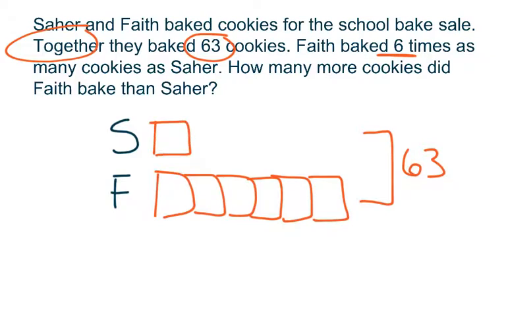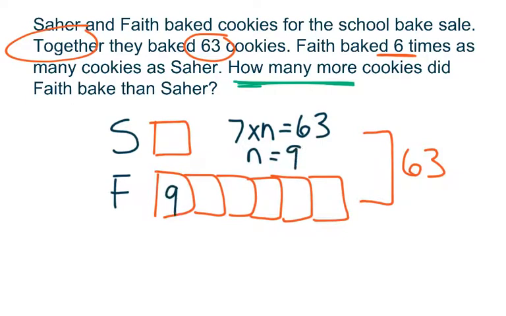I want to know how many more. So my first thing I'm going to do is solve for my variable of n. I'm going to count the total number of boxes that I have. And when I do that, I get 7. So 7 times n is equal to 63. My variable is equal to 9. So I'm going to replace that in all of my boxes. Now when I see how many more, that's going to tell me that I'm going to need to subtract.